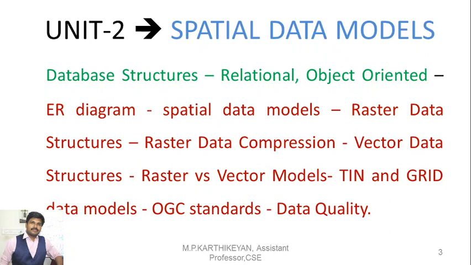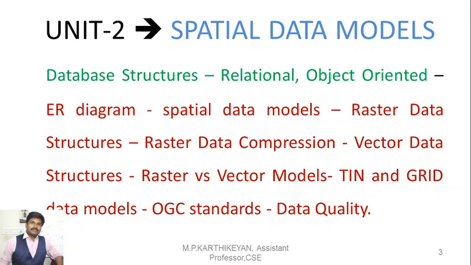We are starting with the second unit and database structures, which are the basics of any database management system. We are going to see how database structure works in GIS, and which type of database structure is very important and very useful in the GIS format. We will discuss relational databases and object-oriented databases in today's class.